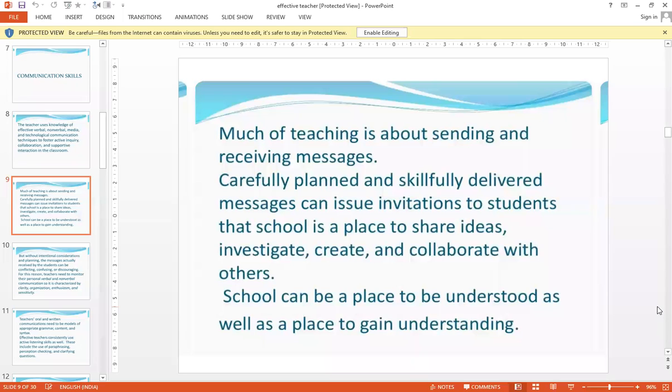School can be a place to be understood as well as a place to gain understanding. Checking for understanding is the teacher continually verifying that students are learning what is being taught while it is being taught. So it is the duty of the teacher to see what the students are learning and whether the students have clearly understood our teaching, the things that we are imparting to the students.